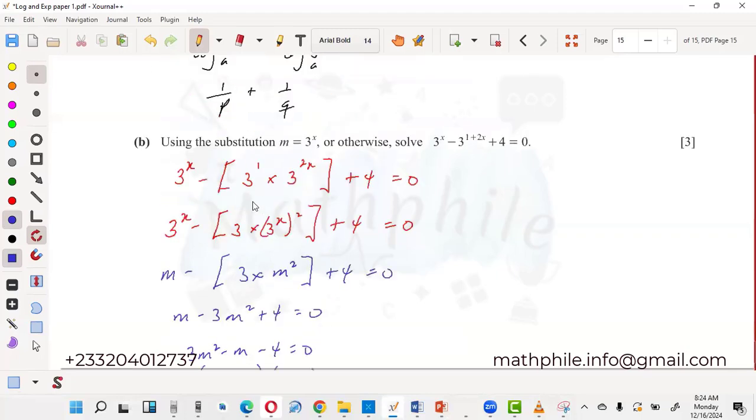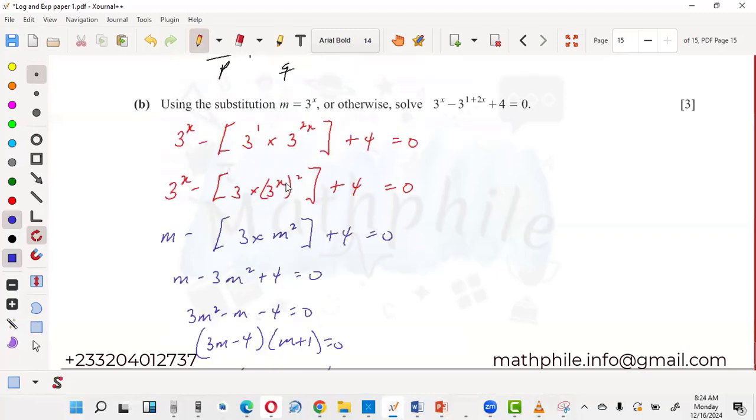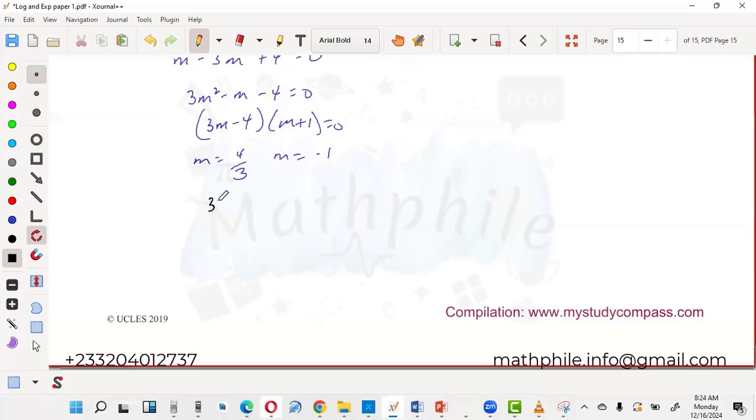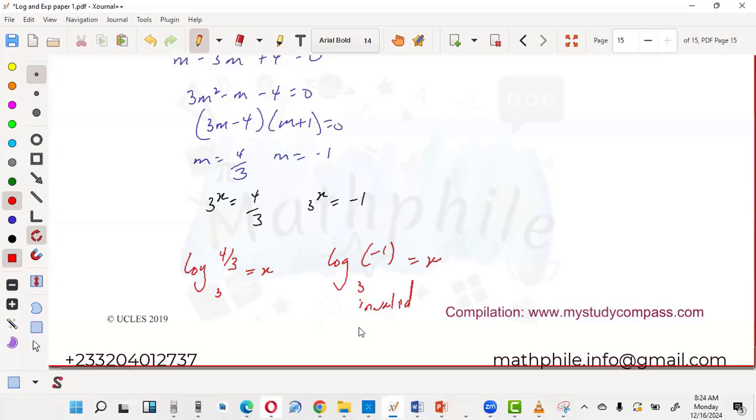So we go back: 3 raised to the power x equals 4/3. Then 3 raised to the power x equals -1. No, this is not possible. Anyway, let's see. We convert this one to logarithm. This will be log 4/3 base 3 equals to x. And this, log -1 base 3 equals to x. This is not possible, or no solution.